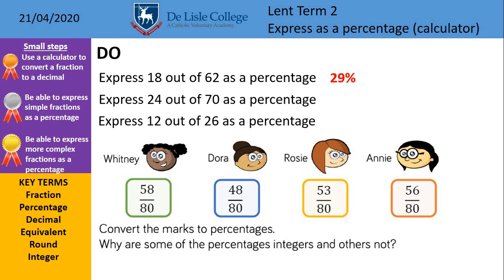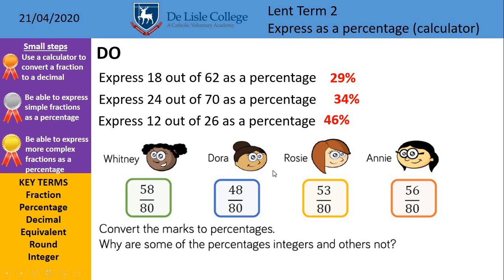If I just check that, so 18 divided by 62, or 18 over 62 using your fraction button, multiply by 100, you actually get out 29.03225806. But as the first decimal place is a 0, to the nearest integer, it will be 29. So for the following, hopefully you got 34% for the next one, 46% for the next one.